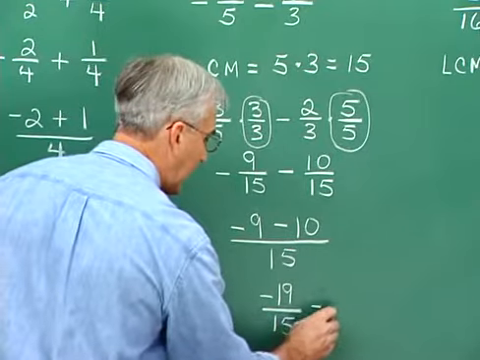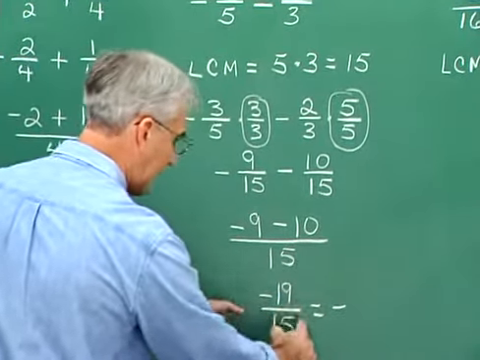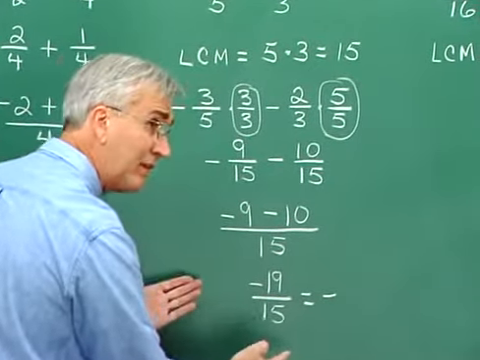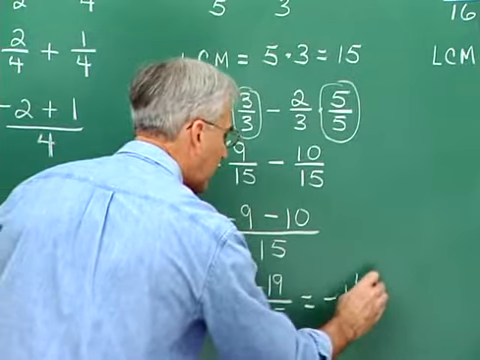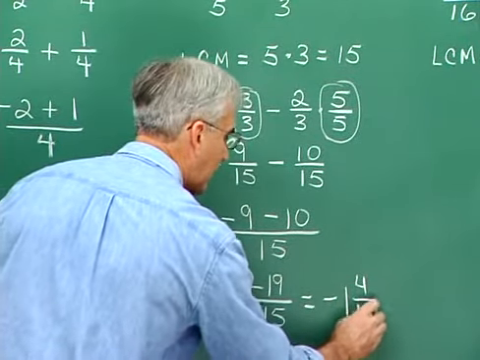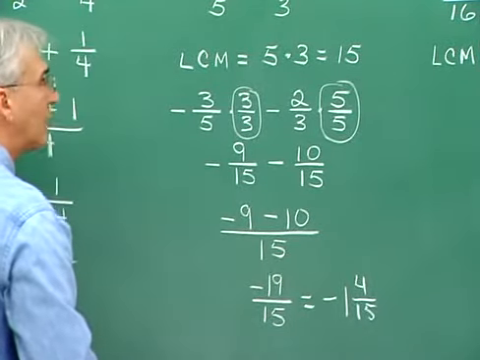So we could write it like this, minus sign as the sign preceding 19 over 15, but 19 over 15 becomes, let's see, 19 divided by 15 is 1 with 4 left over, so it's 1 and 4/15, negative 1 and 4/15 as a mixed number.